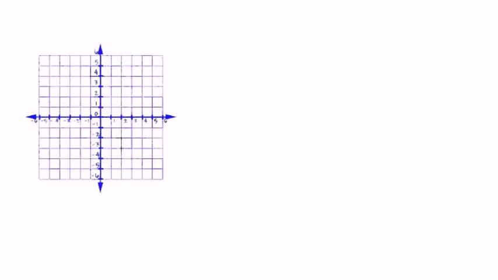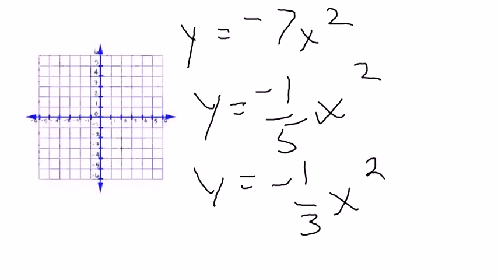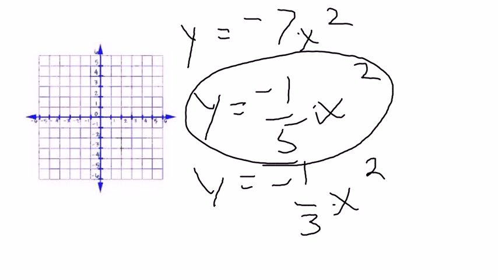All right, going on to number 3. Order them from widest to the narrowest. Okay, so we got some different ones here, but they pretty much work the same way as the last question. We have y equals -7x squared, y equals -1/5 x squared, and y equals -1/3 x squared. Okay, so which is the widest? Well, which one has the lowest number that's multiplying the x squared? Which is the smallest number? It's this one. So that one's going to have the widest graph.